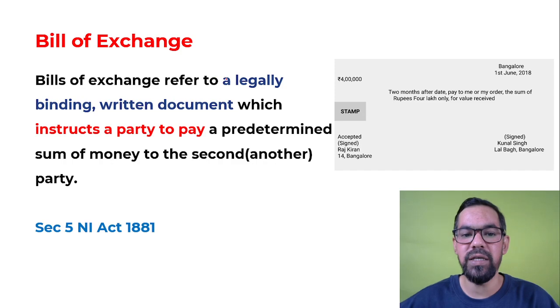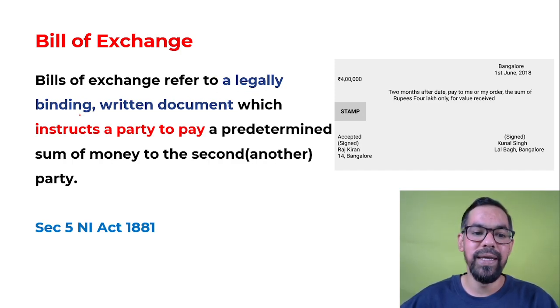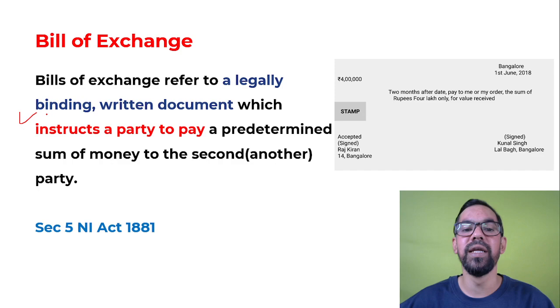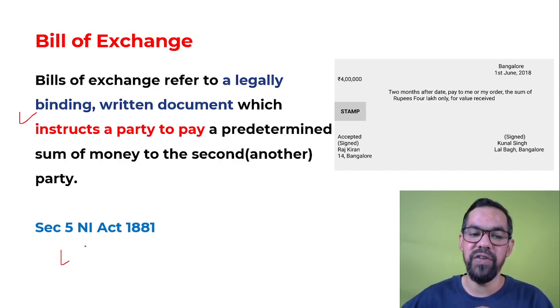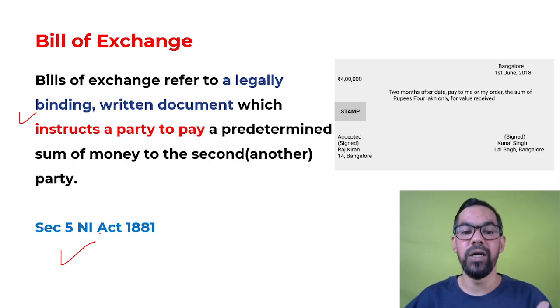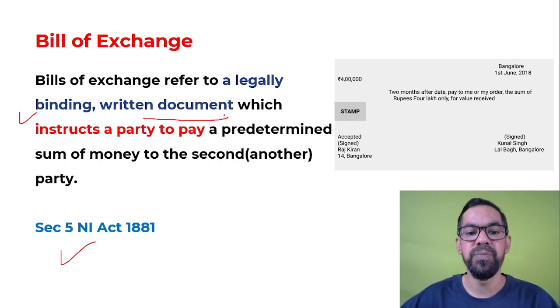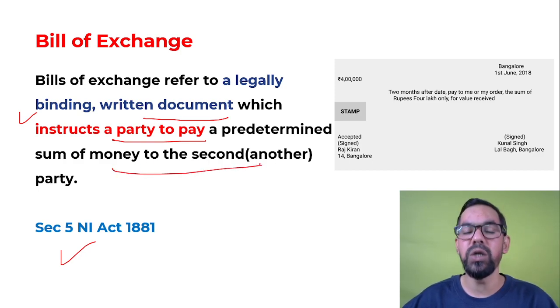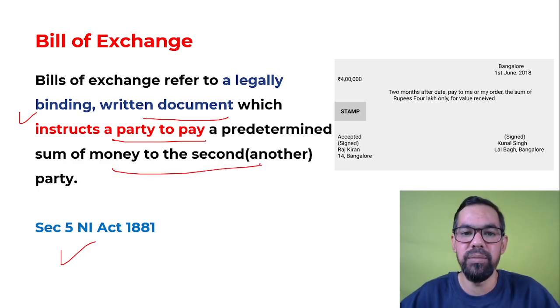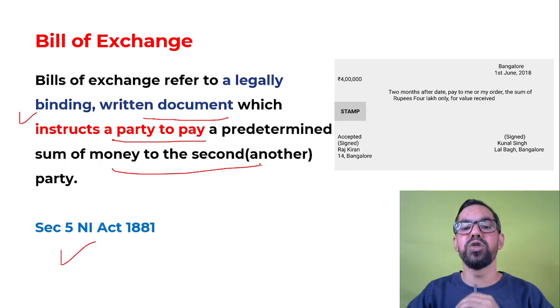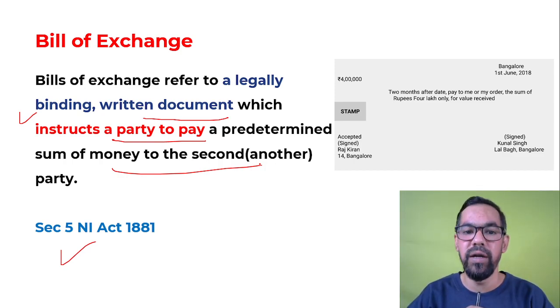A bill of exchange refers to a legally binding written document which instructs a party to pay a predetermined sum of money to another. So it's a legal document, because it is governed by the Negotiable Instrument Act 1881 and it is defined under section 5 of the Negotiable Instrument Act 1881.